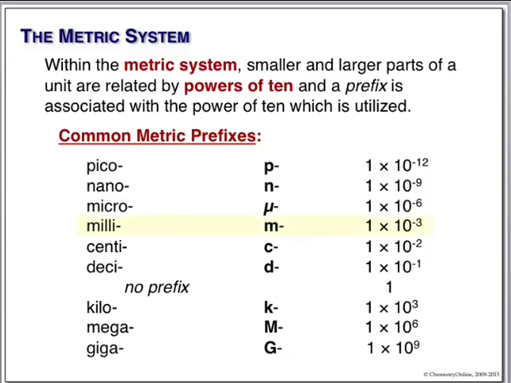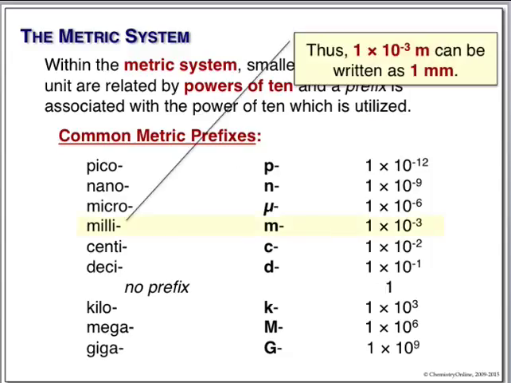So, if we wanted to do a millimeter, that's 1/1000th of a meter. We're measuring in meters, so that's the m here, and we have a milli, which is the shorthand for 10 to the minus 3. So a millimeter is simply 1 times 10 to the minus 3 meters. Simple as it could be.